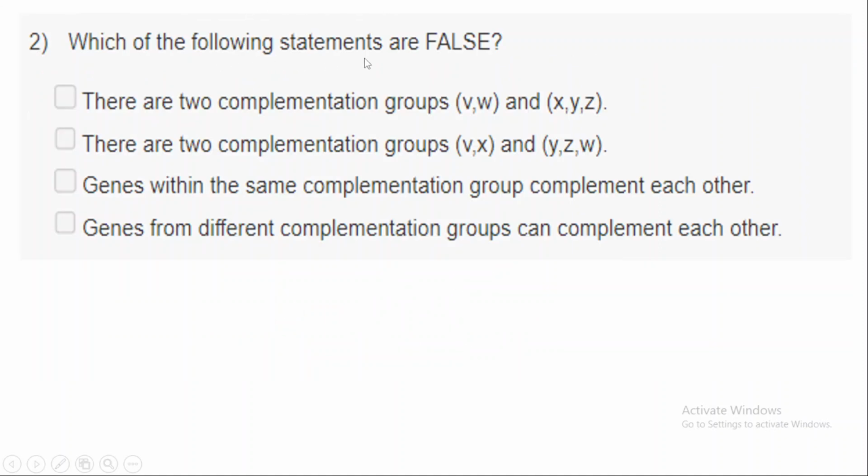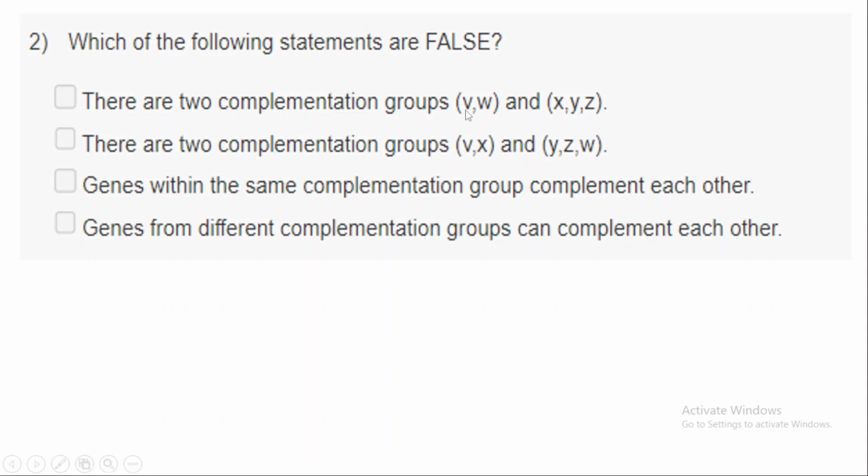So which of the following statements are false? This is the second question. Which of the following statements are false? The first option is there are two complementation groups, VW and XYZ. The second option is there are two complementation groups, VX and YZW. And the third and fourth statements: genes within the same complementation group complement each other. Genes from different complementation groups can complement each other. Now you have to identify which of these statements are false.